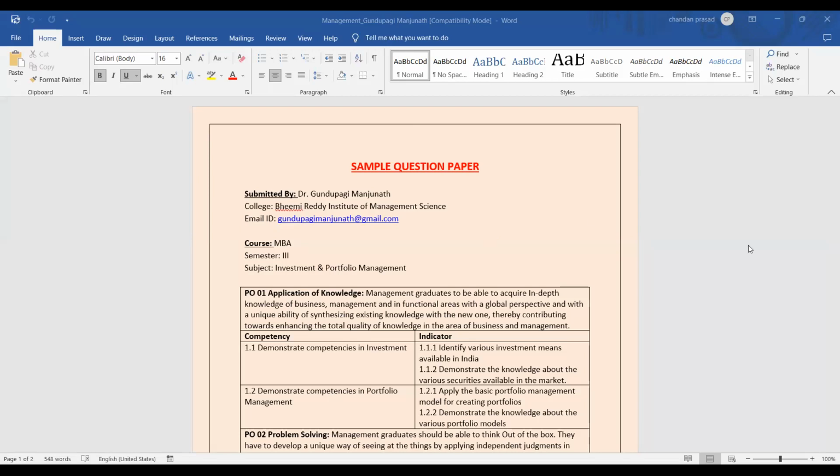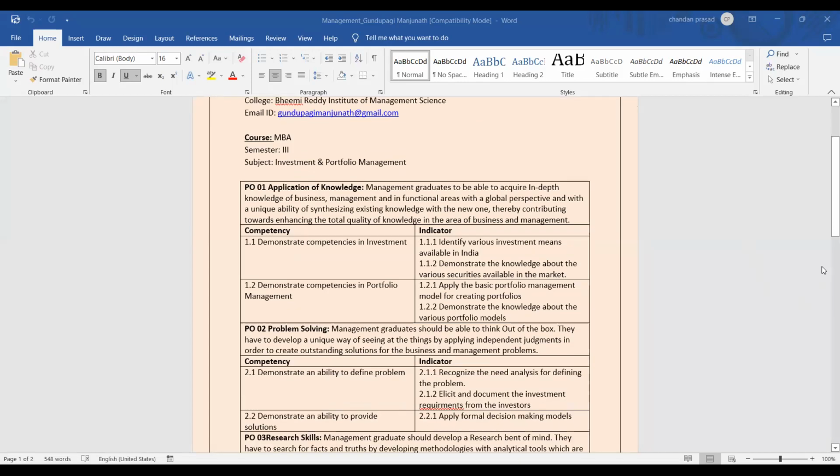Sorry for the delay. It's a sample question I have prepared for demo purposes for the subject Investment and Portfolio Management, third semester MBA. First, I identified the program outcomes of the MBA program, and I have identified certain competencies. If it is visible, okay, fine. Otherwise, I will maximize the font.